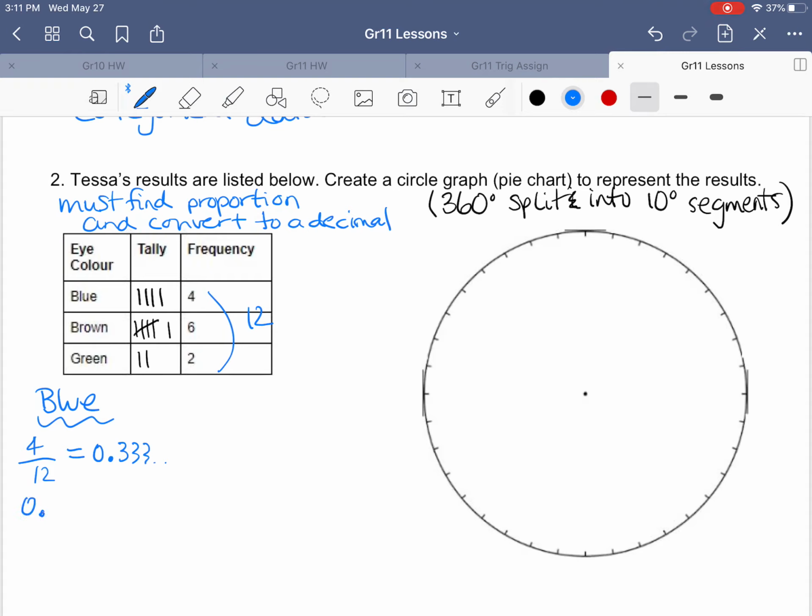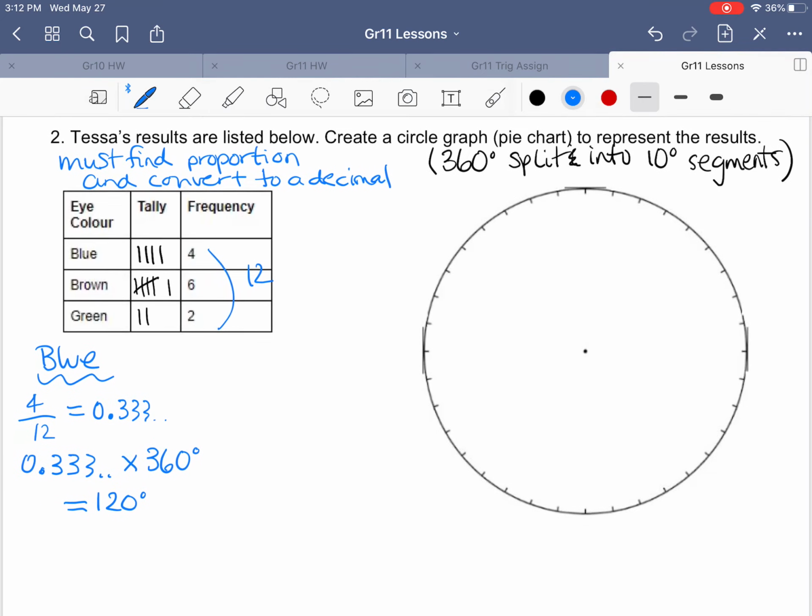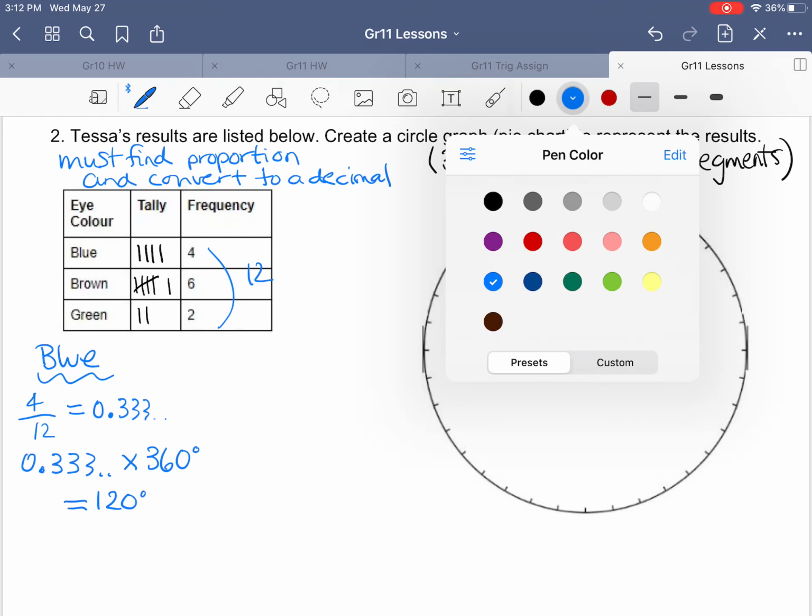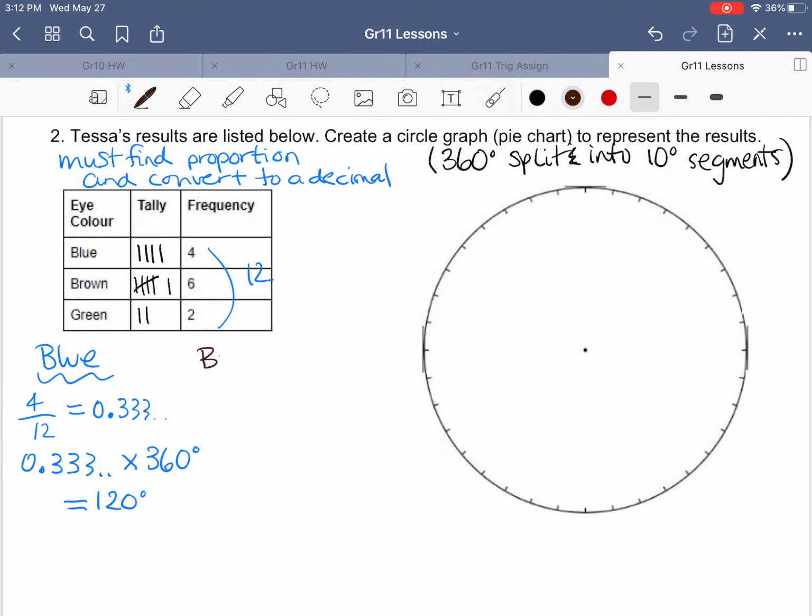What we want to do with that number is we want to take it, and we then want to multiply it by 360 degrees. That is going to give us exactly 120 degrees if you have kept all of those decimal places on your calculator. And so this tells us how much of that circle blue eyes should be represented by. We're going to do the same thing for brown eyes and for green eyes before we put our information on.